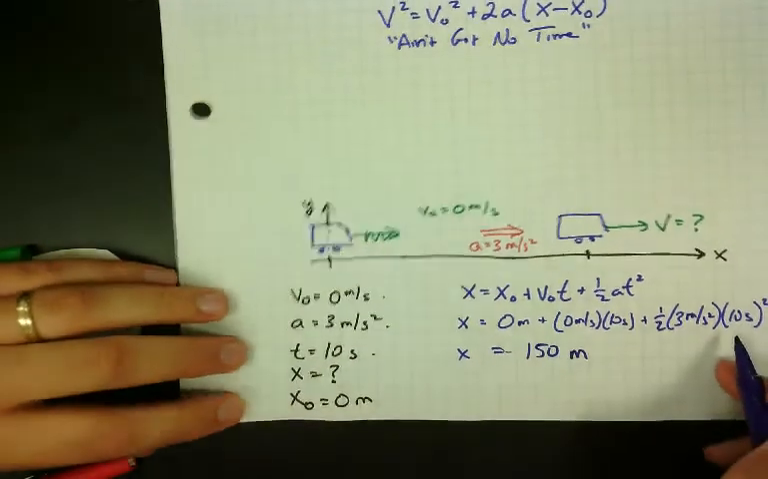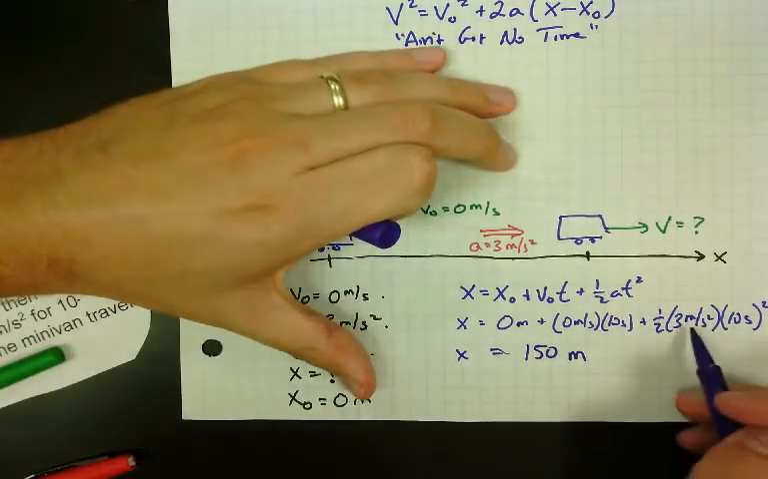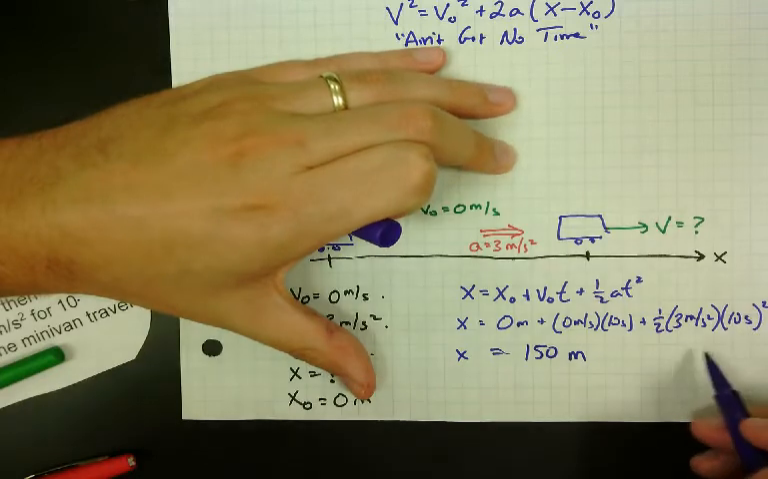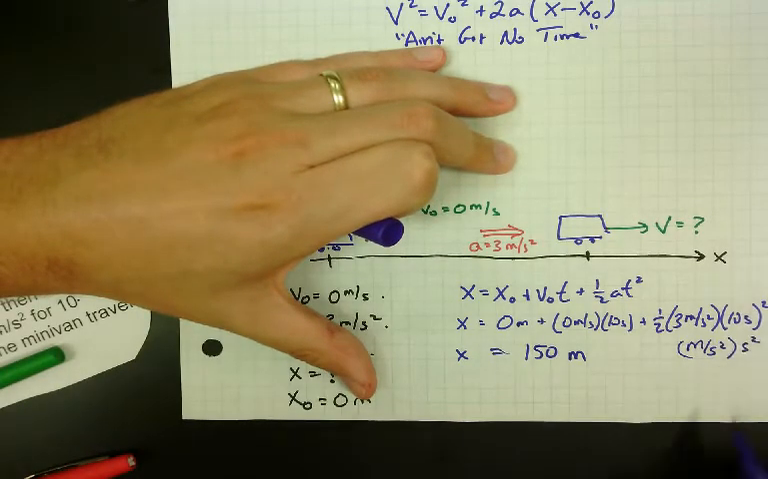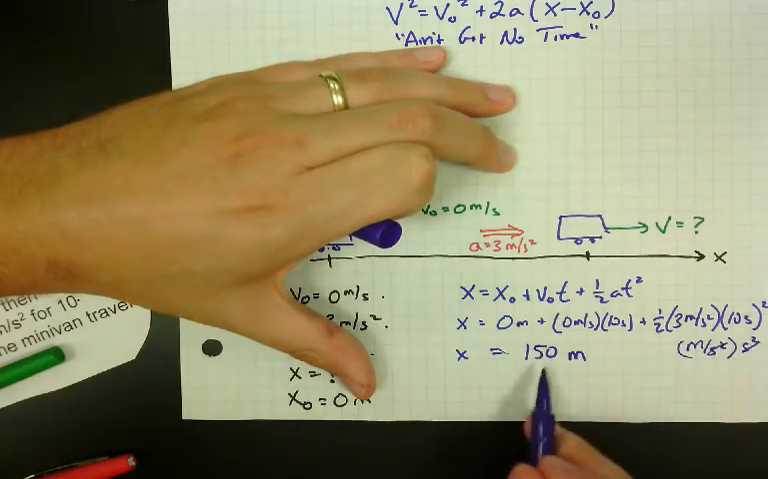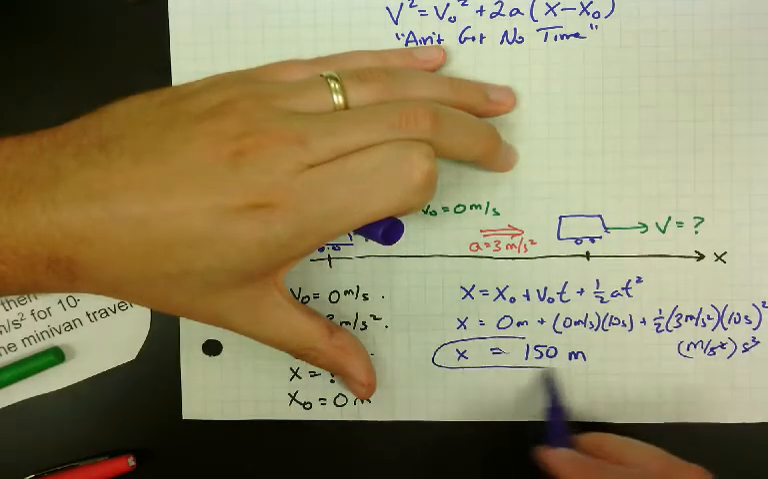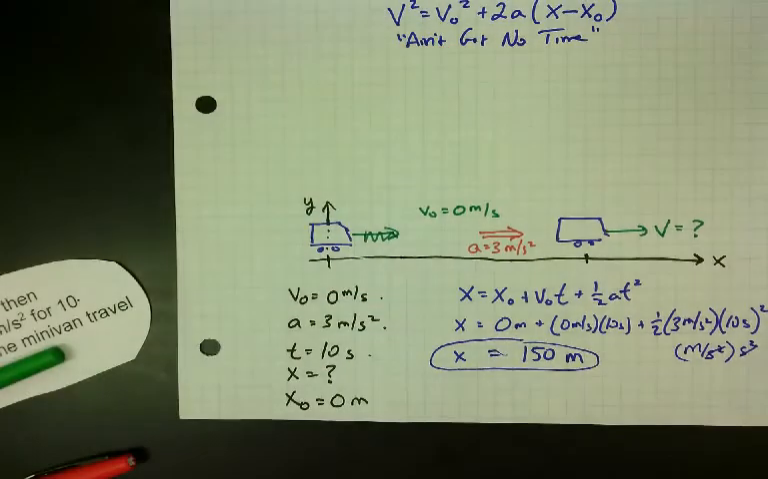And you'll notice the units here. How did the units work out? You have a meter per second squared times a second squared. So if I write that out, meter per second squared times a second squared, you'll notice the seconds cancel out. I'm left with meters. So this tells me that that minivan traveled 150 meters.